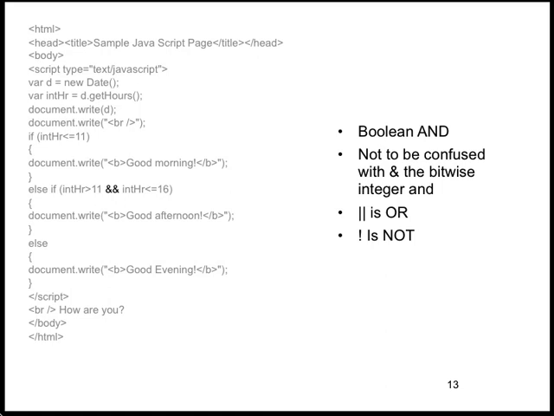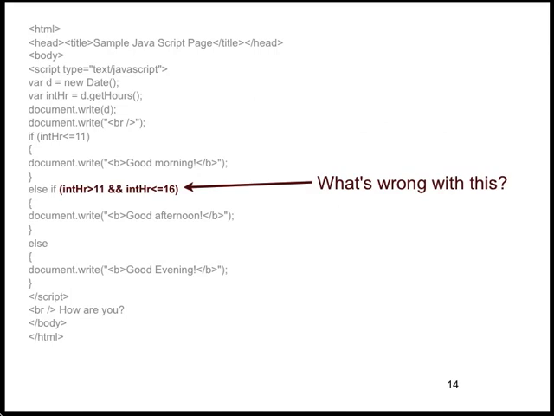Now this ampersand here, that's your Boolean AND in JavaScript. It's not AND, it's ampersand. The double pipe is OR and exclamation mark is NOT. I put that in there to show you the AND.